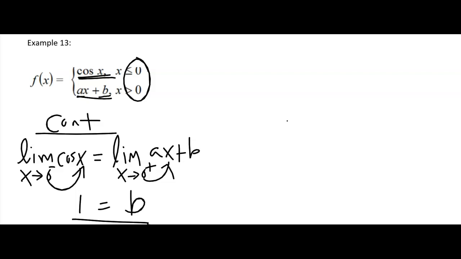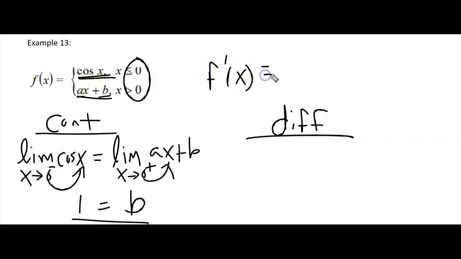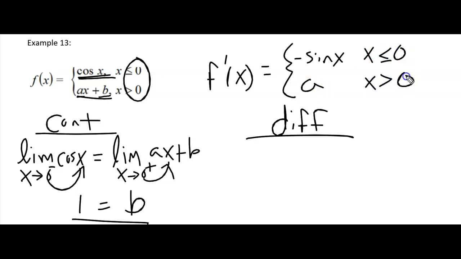Now the next thing I want to do is make sure that it's also differentiable. To make sure that it's differentiable, I'm going to take the derivative of this function. The derivative of the top is negative sine. The derivative of the bottom is a. And we're going to do the same thing. I want to make sure that the slope from the left of 0 is equal to the slope from the right of 0. If the slope from the left and right are the same, then they are connecting in a smooth curve, and therefore it's differentiable. Okay?